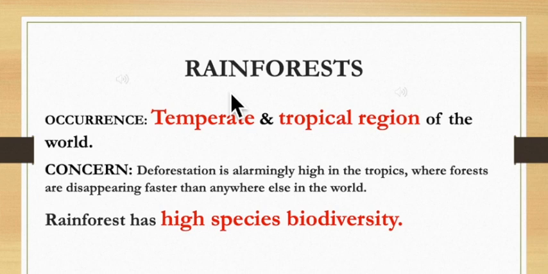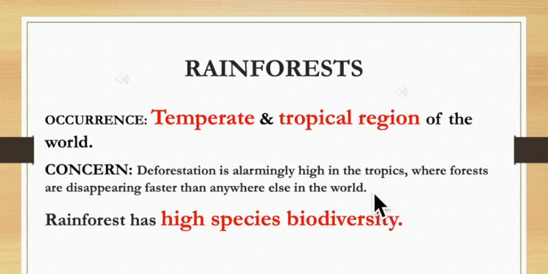The forest which exists in the world is called rainforest, and it usually occurs in the temperate and tropical regions of the world. But recently, the most concern about deforestation has been the loss of tropical rainforest because in the tropics, the relatively high and constant temperature and high rainfall provide the perfect conditions for the growth of plants. So that's why humans used to farm there.